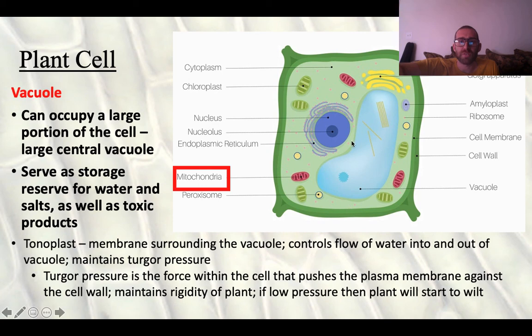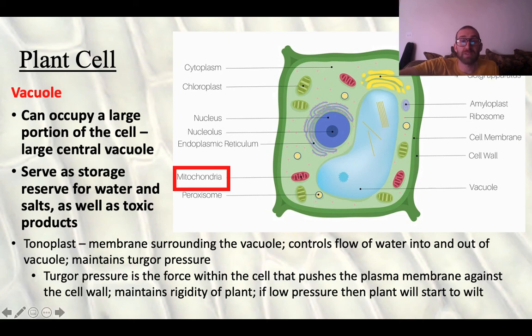So the vacuole is also important for maintaining structural support. So there's something called tonoplast, which is the membrane that surrounds this vacuole, and it controls the flow of water in and out of the vacuole. And it maintains turgor pressure. So turgor pressure is the force within the cell that pushes the cell membrane, or the plasma membrane, or plasmalemma, up against the cell wall. And through this turgor pressure, it helps maintain the rigidity of our plant.